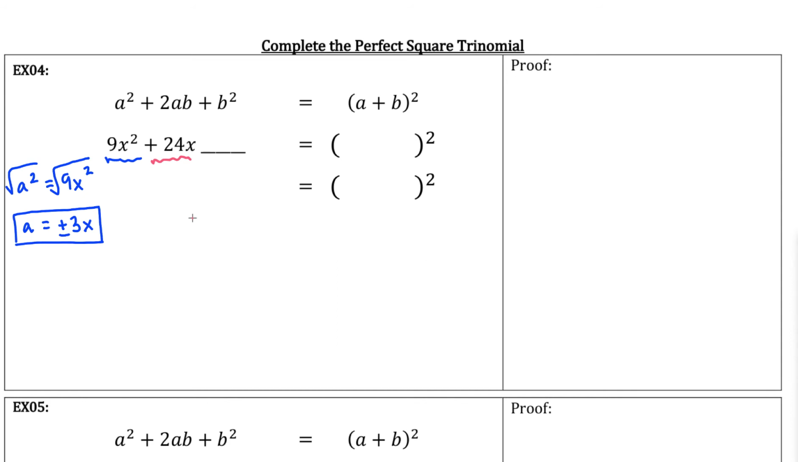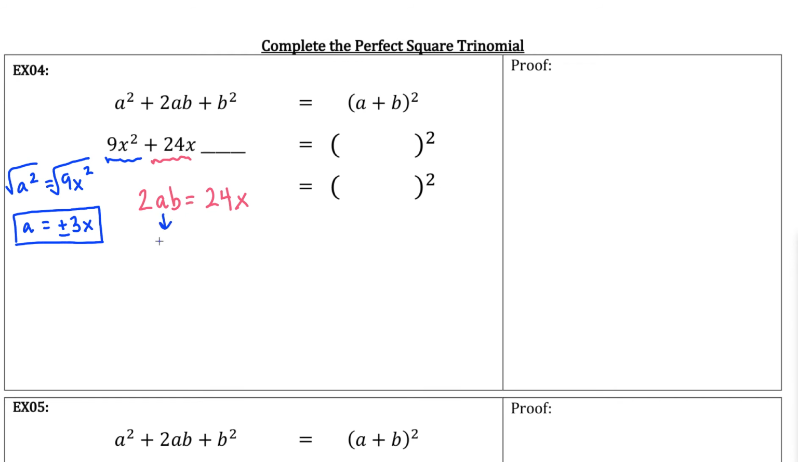Okay, so before I can complete the square, let me back up. We need to know what b is so we can get b squared. So I'm going to find out what a is. I'm going to use it with the 2ab to find the b, and then I will get b squared. So 2ab is 24x. Let's use this positive 3x.